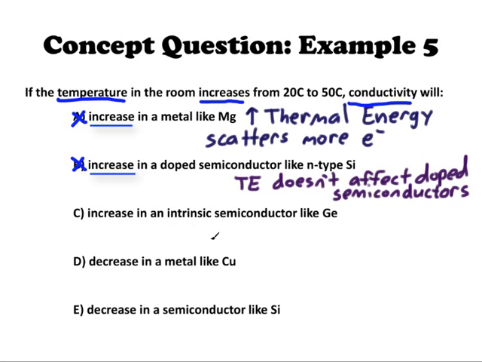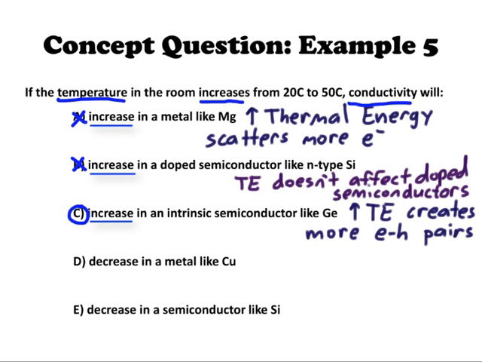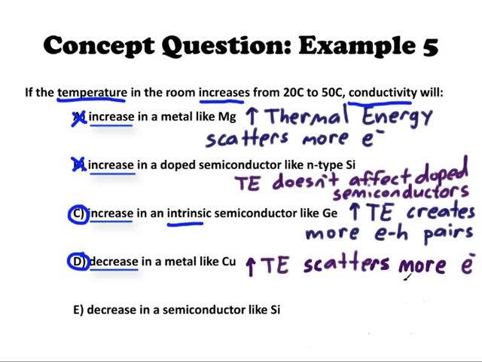Option C, increase in an intrinsic semiconductor like germanium, is a correct answer because increasing the thermal energy creates more electron-hole pairs in the semiconductor, again, only for when they're intrinsic semiconductors. Option D, decrease in a metal like copper, is a correct answer because increasing thermal energy scatters more electrons, and because more electrons are scattered, the conductivity has decreased.